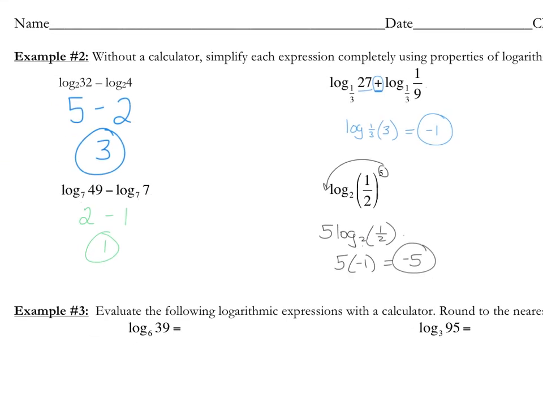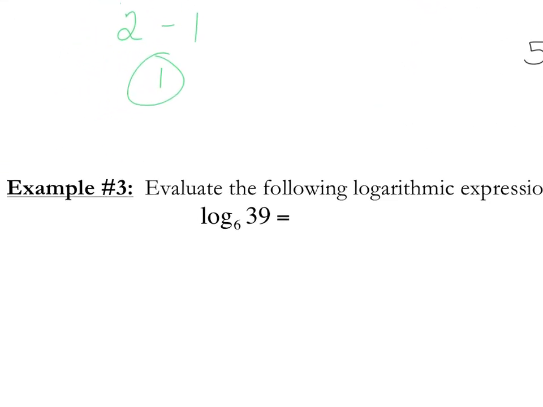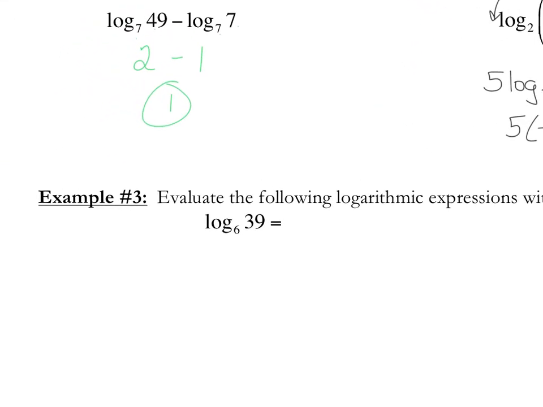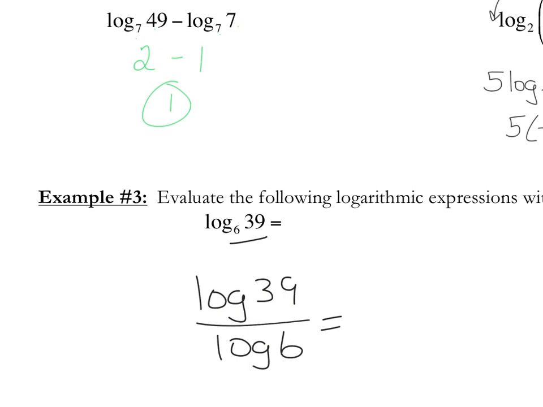The last two problems we have here are change of base expressions. I'll write these out and then let you guys finish them up. I know that I have to change the base because 6 and 39 are not going to work well together. So what I'm going to do is take my calculator and take the log of 39 divided by the log of 6, and when I evaluate that, I get 2.04.